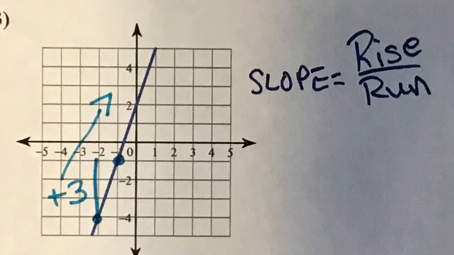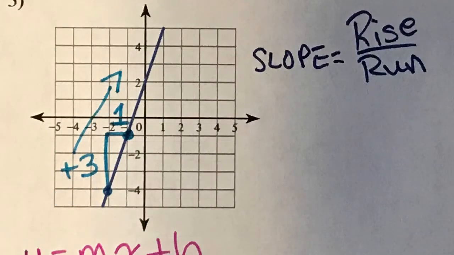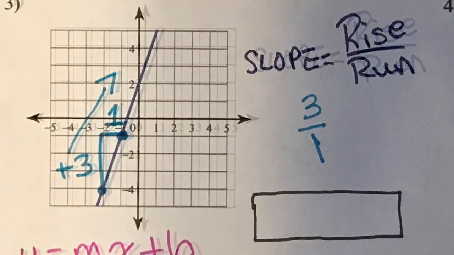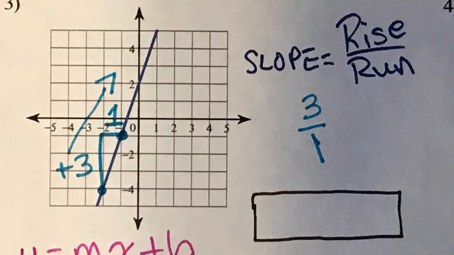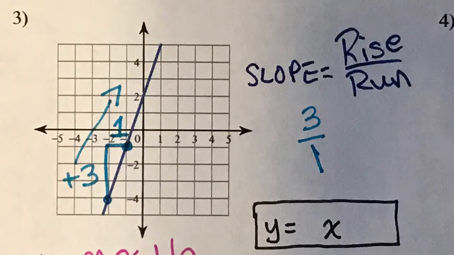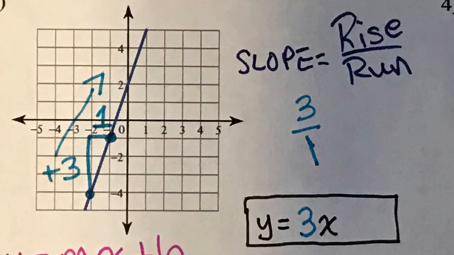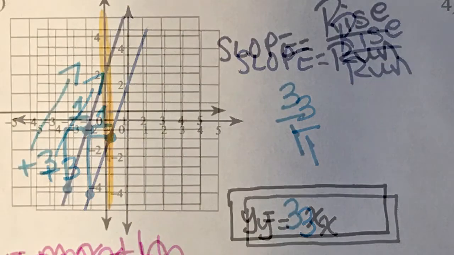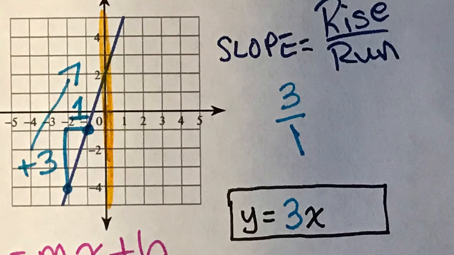Positive 3 is a number to represent that. Then we go over 1. 1 is a number that represents how much we move to the right. We put this in a ratio of 3 over 1, and this represents our slope. When filling in our formula, y equals the slope, which when we simplify it is 3, times x, and then plus or minus the intercept.